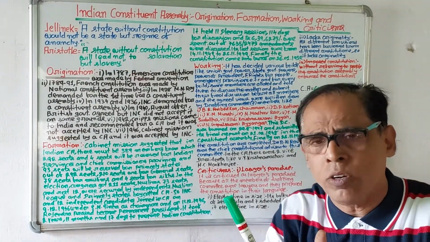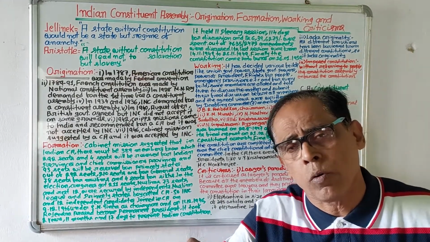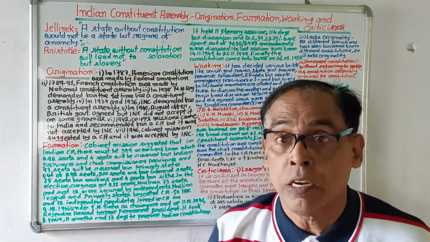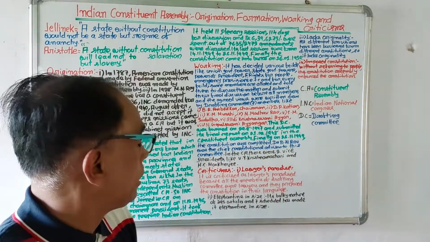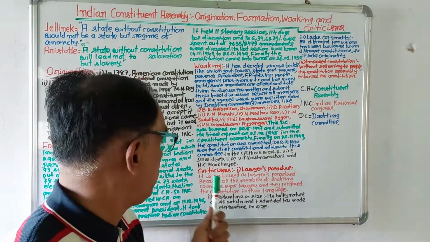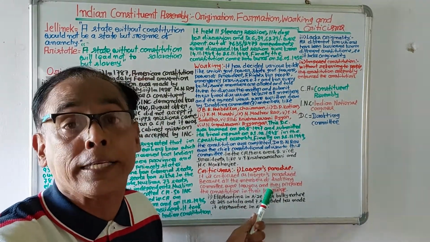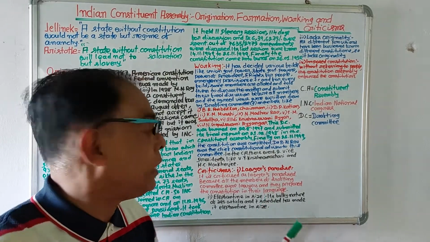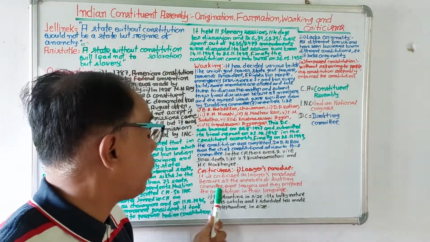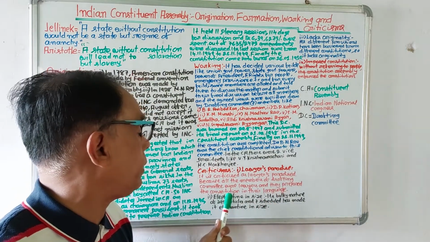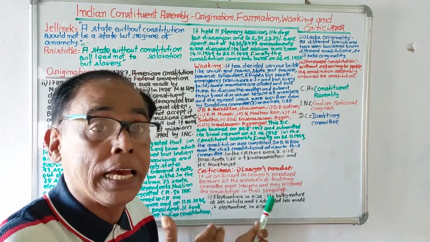So this is how the Indian Constituent Assembly originated, formed, and worked. Now let us discuss the criticisms of the Indian Constituent Assembly. The first criticism is that it is criticized as a lawyer's paradise, because all the members of the drafting committee were lawyers. So they prepared the constitution in their language.